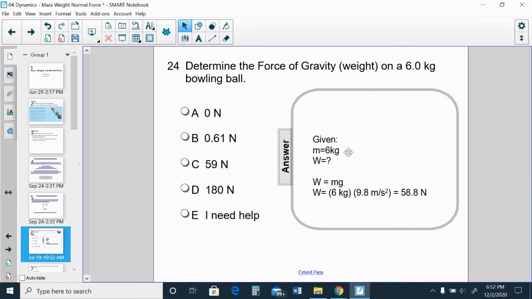So what we're given is 6 kilograms, and we want to find out the weight. Weight is equal to mass times gravity. So 6 kilograms times 9.8 meters per second squared, which is the acceleration due to gravity on Earth, is equal to 58.8 newtons.